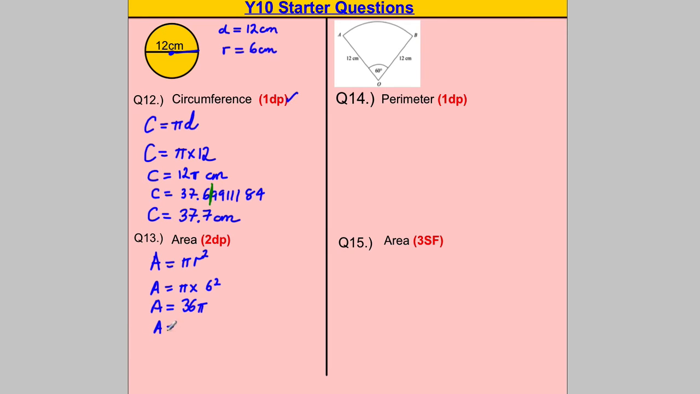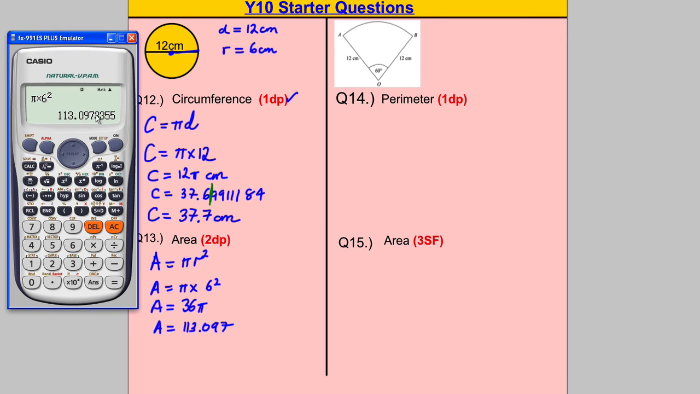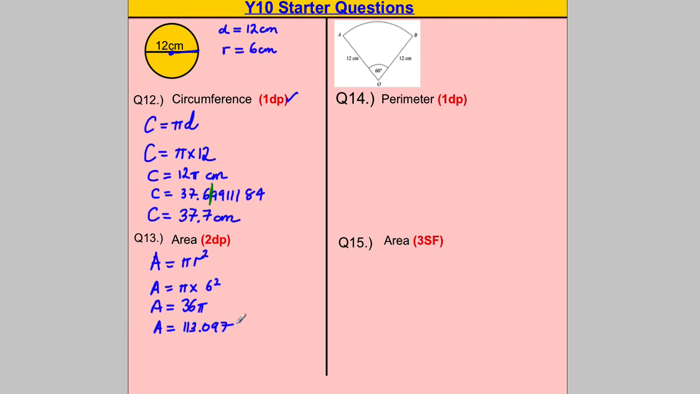113.097, so area equals 113.097. Let's write the whole thing out. Now they want it to 2 decimal places here, so the line goes after the second decimal place. Okay, that 7 makes that 10. You can't write a 10 in there, so you would write a 0 and carry the 1 like that. So this would be 113.10, and the unit would be centimeters squared, because it's area, centimeters squared.